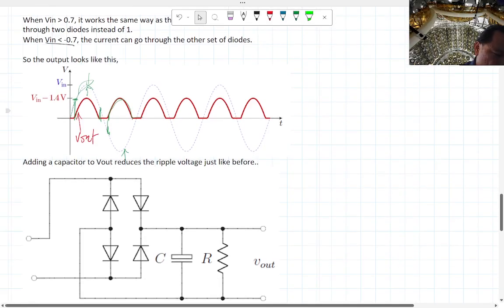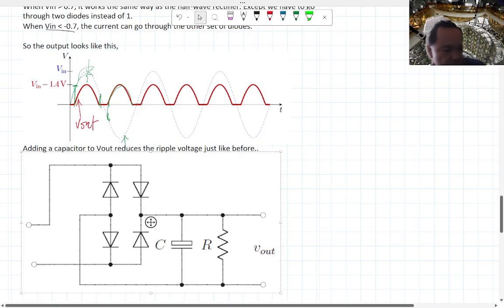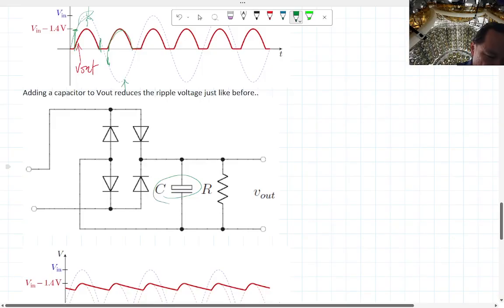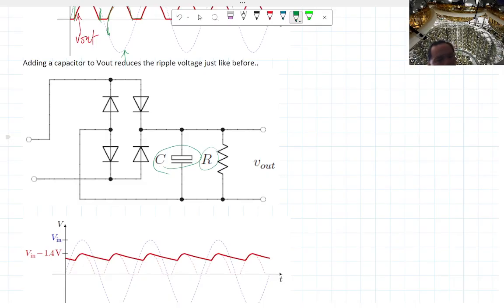Okay, well, almost DC in this case. It's still rippling up and down a lot, right? So the same solution as before: if you want to reduce this ripple, you put a capacitor parallel to the resistor. And once again, the value of the capacitor and resistor depends on how much ripple you're able to handle.